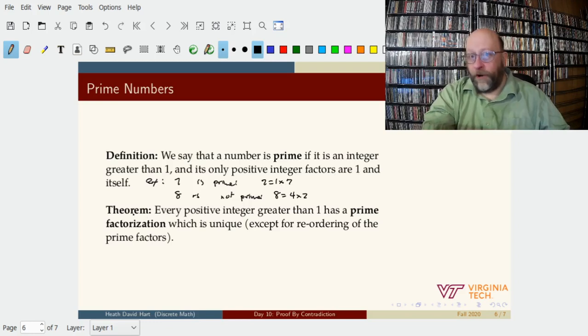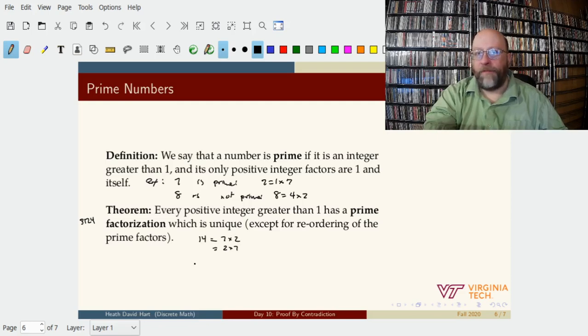We have a theorem, and we're not going to prove this theorem in this class. If you are interested in seeing the theorem, we prove it in 3124, but we don't prove it in this class. But every positive integer greater than 1 has a prime factorization. For example, 14 factors into the prime numbers 7 and 2. And we can write the factors in a different order, but except for the ordering, the factorization is unique. There's no other way to break 14 up into prime factors.